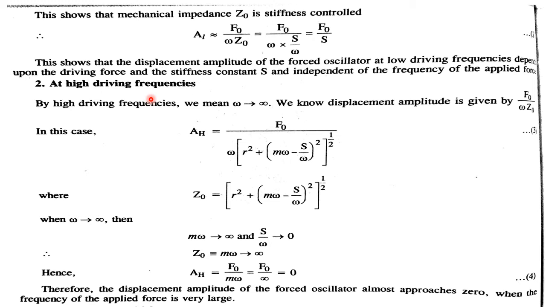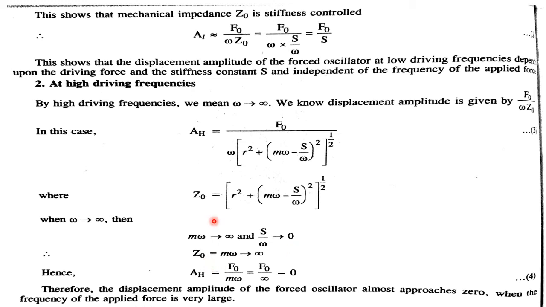So now let us see how it behaves at very high frequency. What do you mean by high frequency? That means omega will approximately lead to the value infinity. And the value of amplitude, you know that it is f naught upon omega z naught, which at high frequency is represented by A H, which is f naught divided by this. So this is the mechanical impedance. Let us see how this mechanical impedance behaves when omega goes to infinity. When omega goes to infinity, m omega naturally will go to infinity. s upon omega, s upon infinity always gives you the value 0.